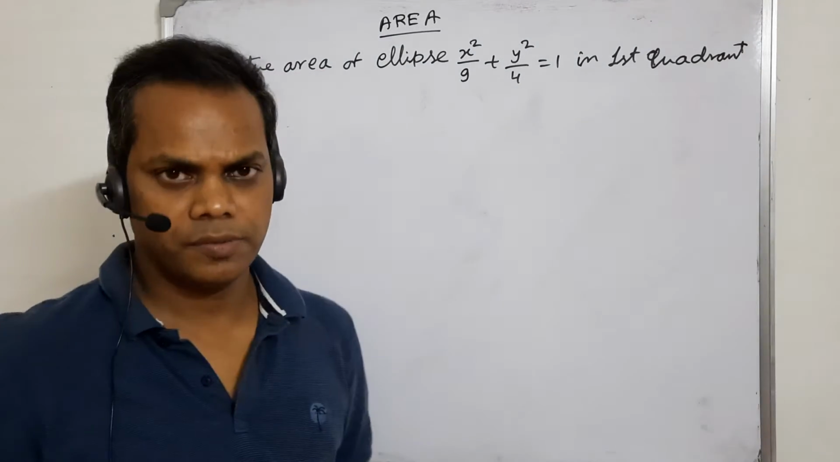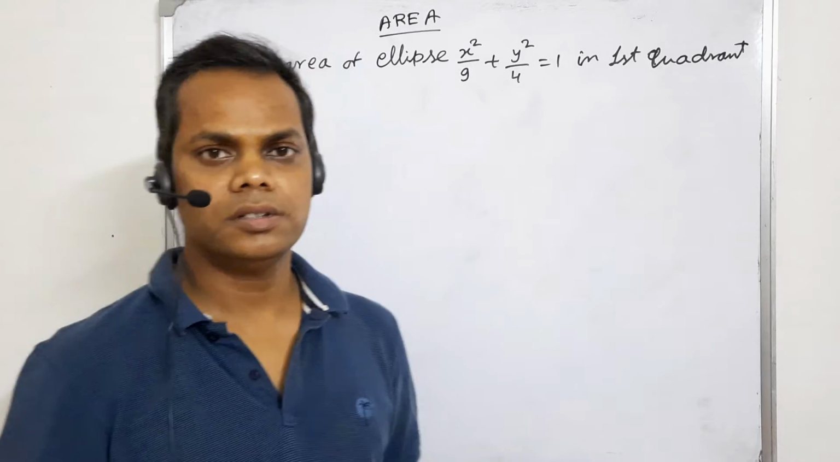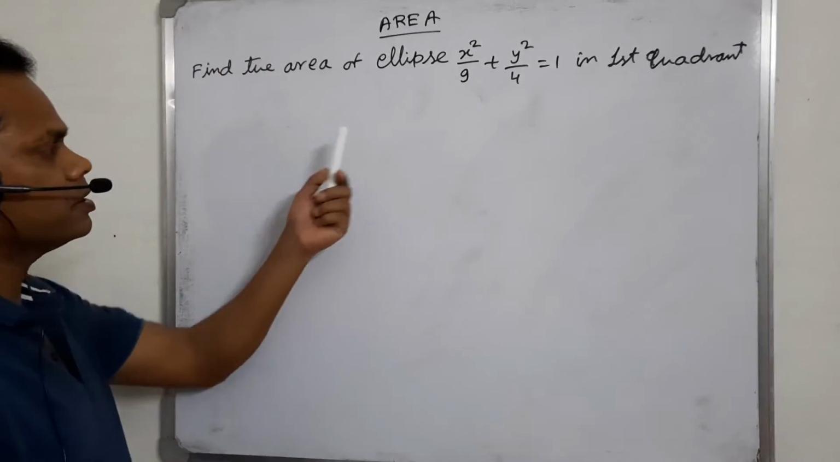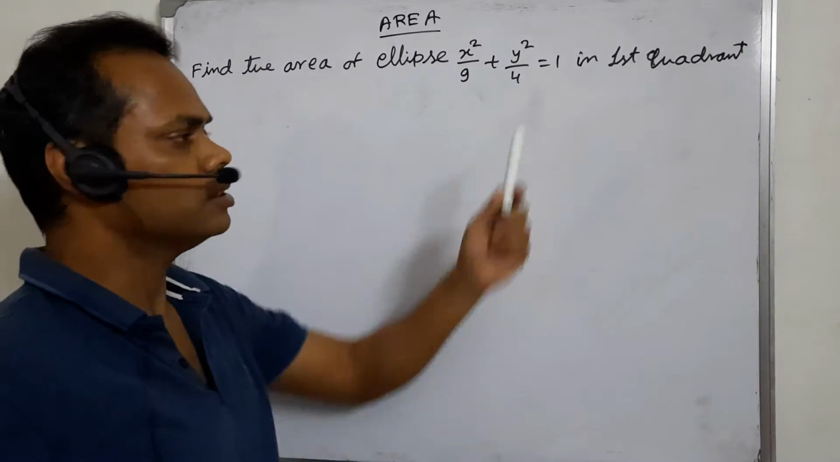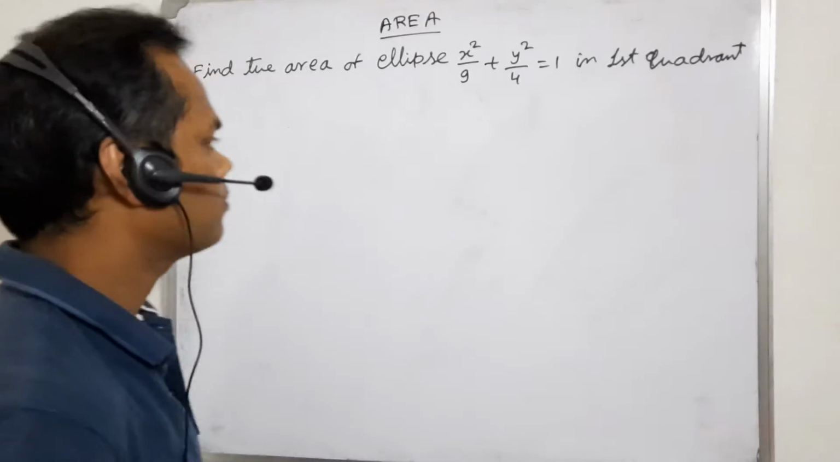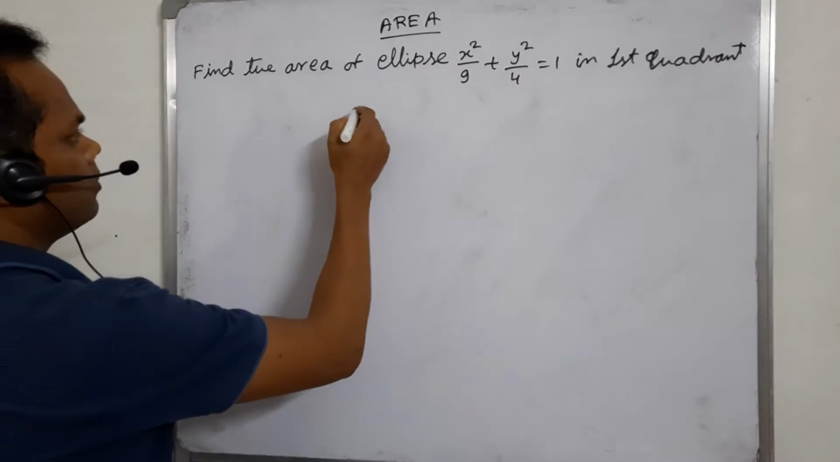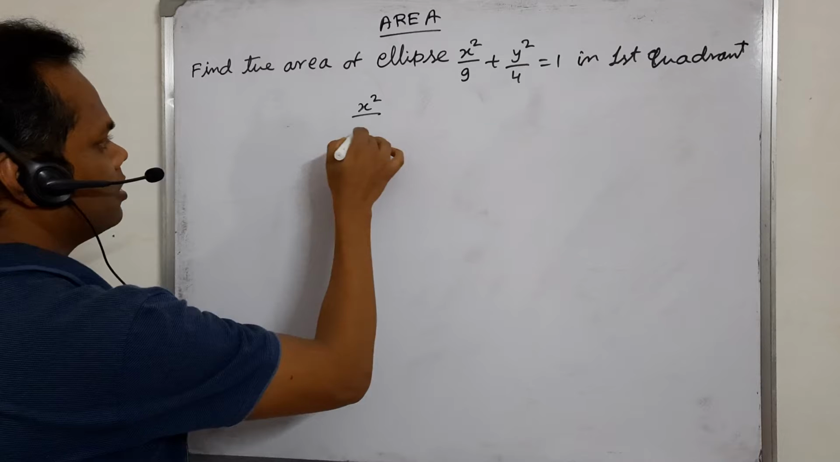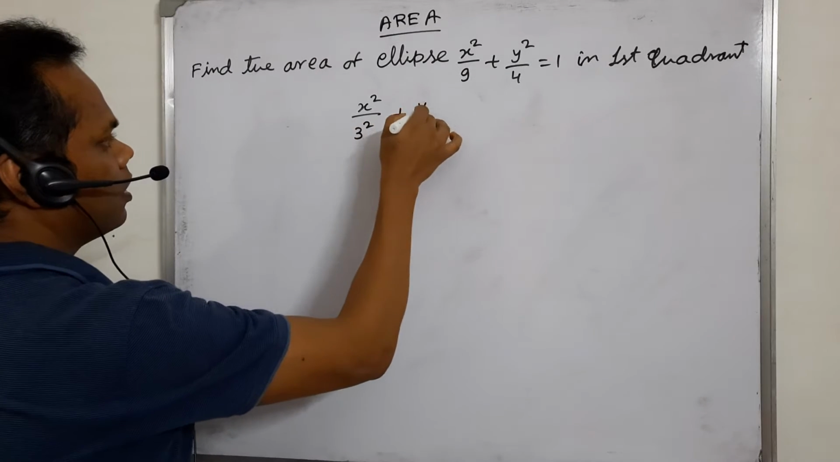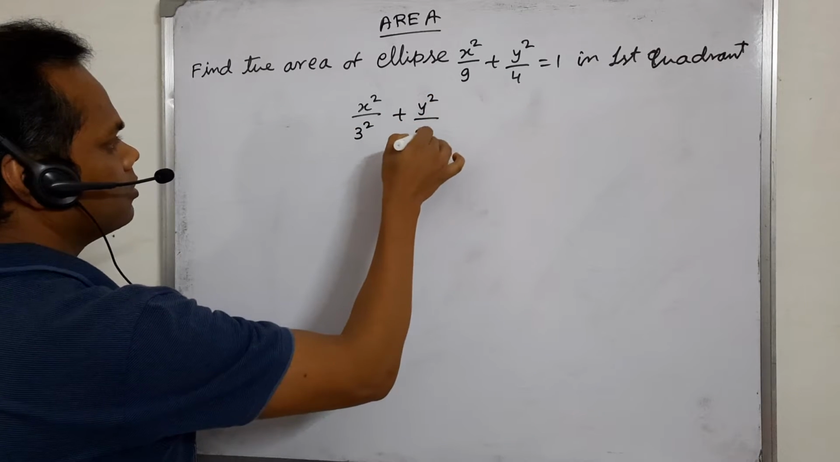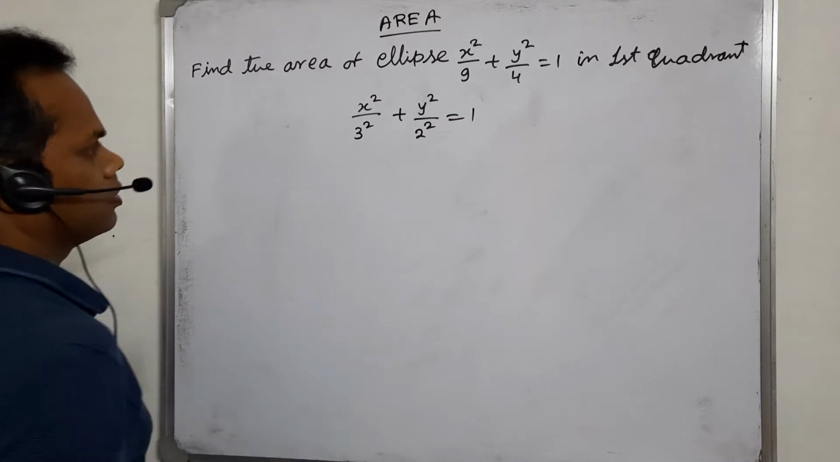Well students, the topic of the video is area. In this video we discuss the area of the ellipse x square by 9 plus y square by 4 equals 1 in the first quadrant. So here x square by 9 can be written as x square by 3 square, and y square by 2 square equals 1.